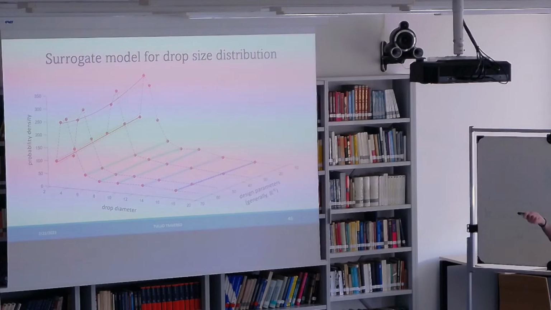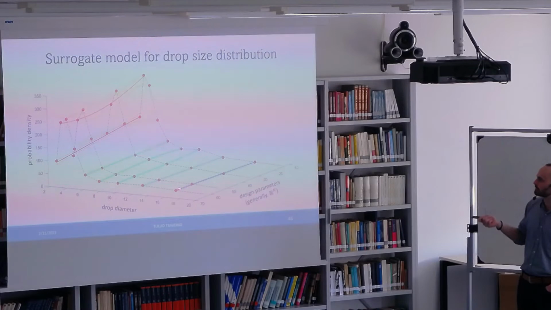The idea is we want to use an interpolator, which maybe can also extrapolate. In this case, it's a Gaussian process regression for each bin that tells us how the height of the bin changes with the design space. The design space can be multidimensional, of course, and it gives you an estimate by doing Bayesian inference. Basically, it gives you the estimate of the confidence. These are the dashed lines.